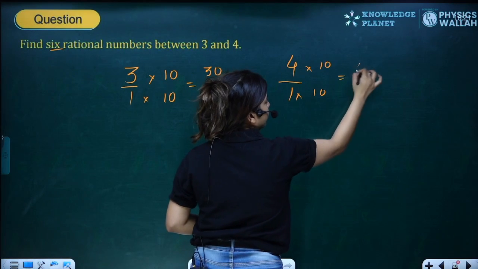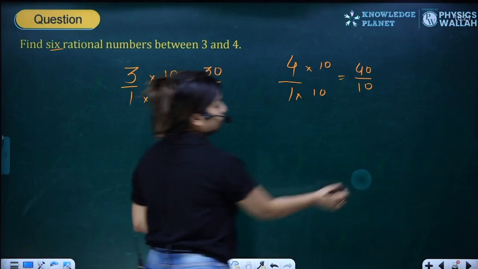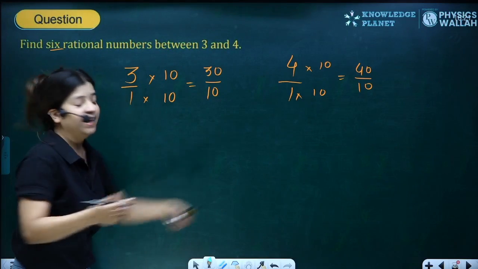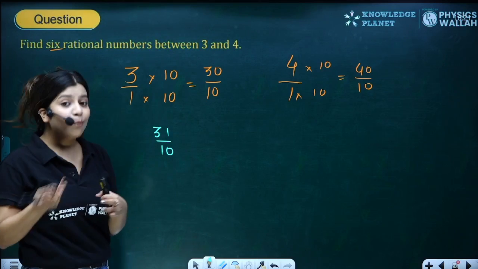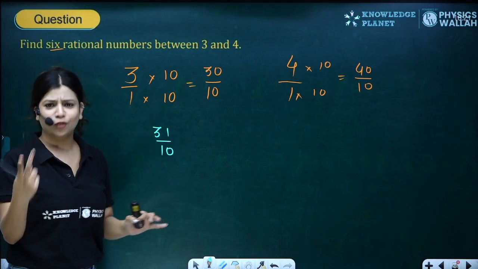This will become 40 by 10. Now very easily what you can do, you can calculate 6 numbers between 30 by 10 and 40 by 10. That is 31 by 10, which is also equal to 3.1, because you know that between 3 and 4 there comes 3.1, 3.2, 3.3, right?